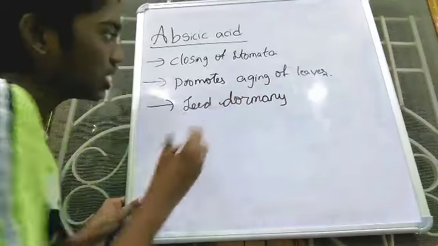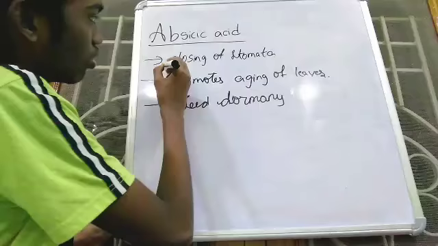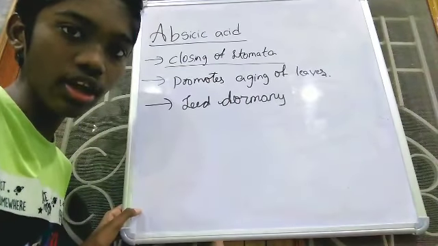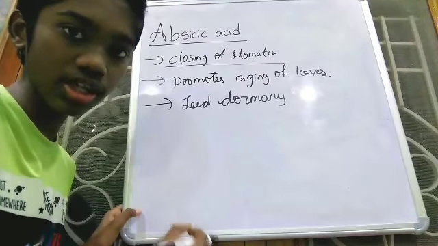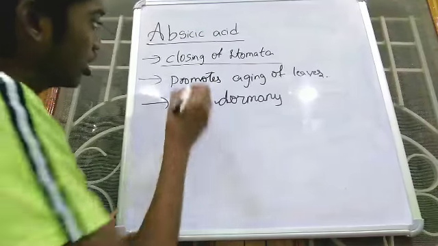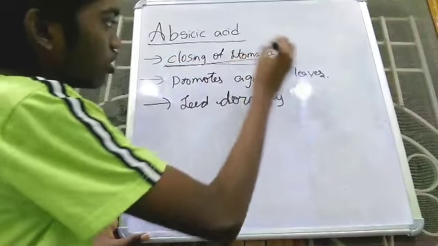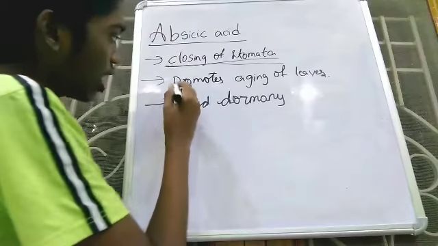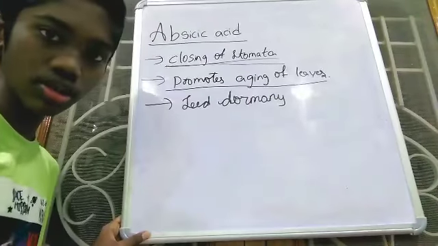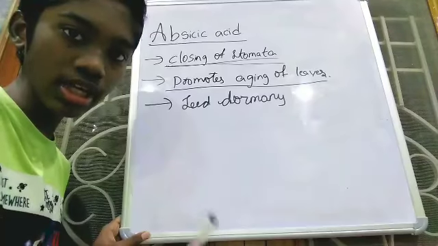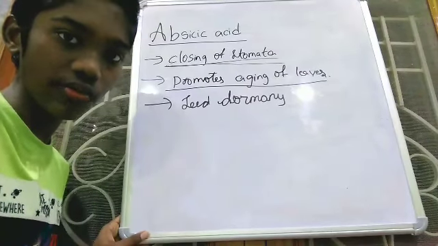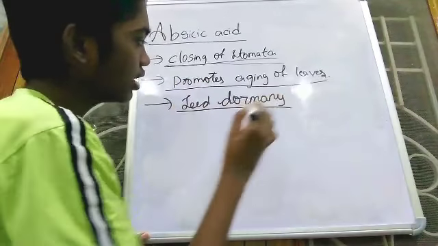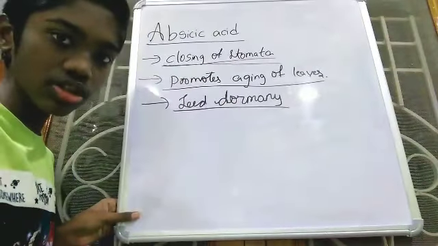You have to remember these three simple points. First one is closing of stomata. In the previous plant hormone, cytokinins, we have seen that it helps in the opening of stomata, which leads to processes like transpiration and evaporation. Coming to abscisic acid, it helps in the closing of stomata. Then processes like transpiration and evaporation do not occur. Next one is promoting aging of leaves. In cytokinins, we have seen that it delays aging of leaves, but abscisic acid plays a role in promoting aging of leaves. Next is seed dormancy. These are the three functions of abscisic acid.